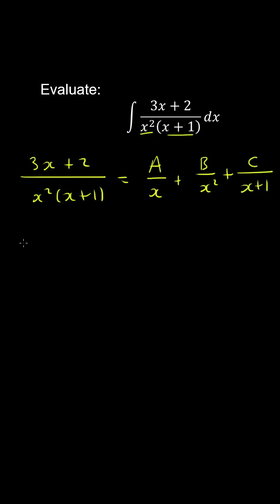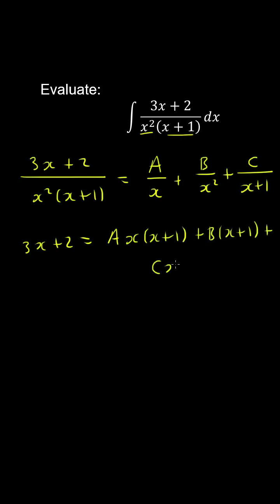And now if we multiply through by the denominator, we get 3x plus 2 is equal to A by x by x plus 1 plus B by x plus 1 plus Cx squared. And now we can set x equal to minus 1, so that eliminates A and B. So what we get is C is equal to minus 1.